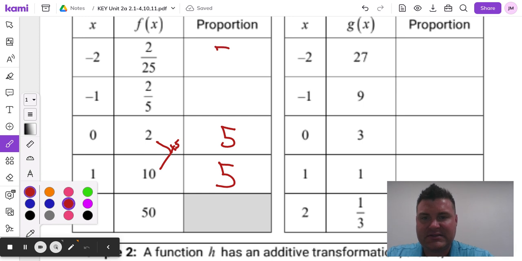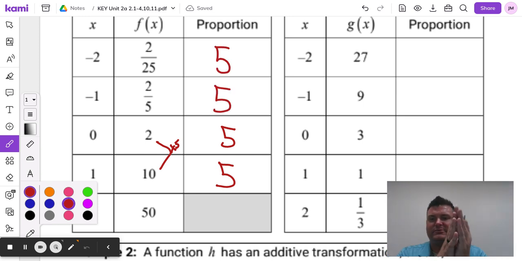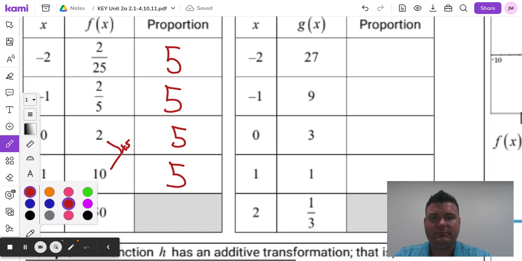So then you can see here, all of these are going to follow suit. For all of these, multiplied by 5, you'll go from 2/25 to 2/5, multiplying by 5, 2/5 to 2, multiplying by 5, and so on and so forth.